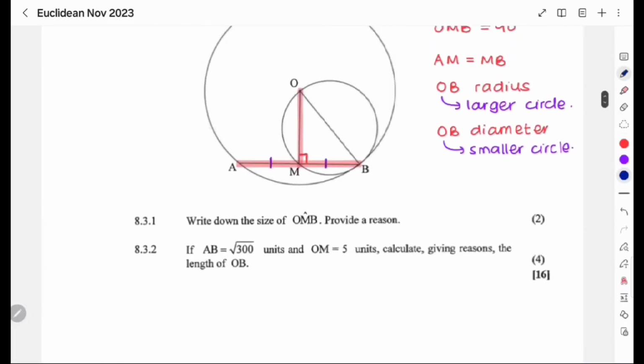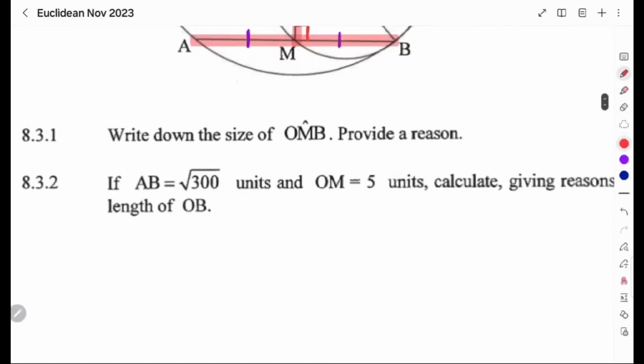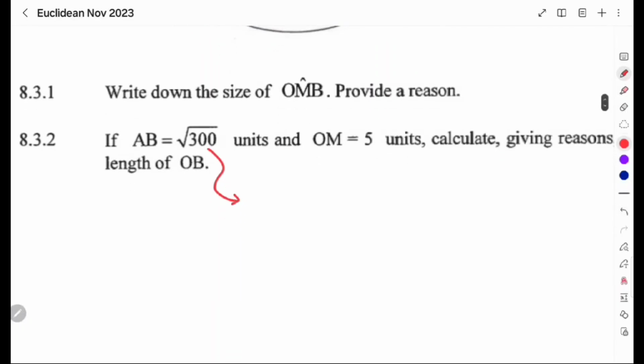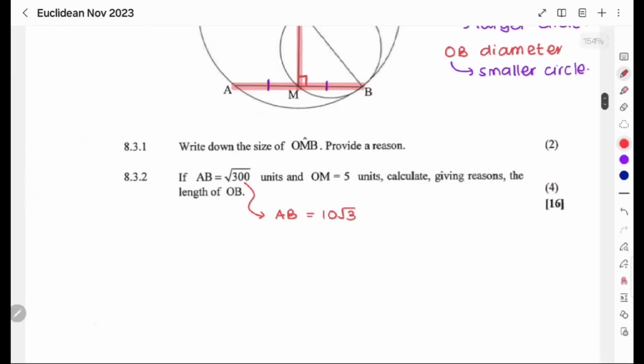Next, let us have a look at question 8.3.2. If AB is equal to the square root of 300 units, so if you want to, you can put this into your calculator. So the square root of 300, that is equal to 10 the square root of 3. So if AB is equal to the square root of 300 units and OM is equal to 5 units, calculate, giving reasons, the length of OB.